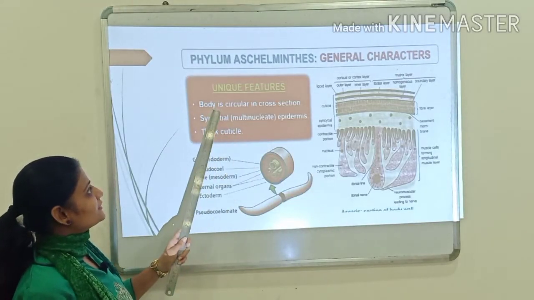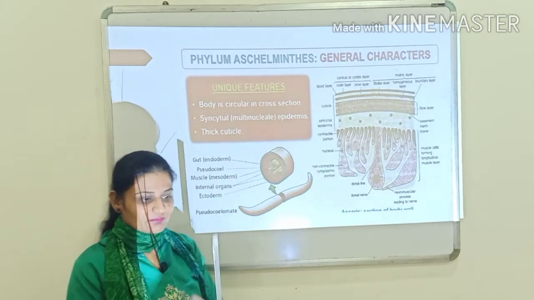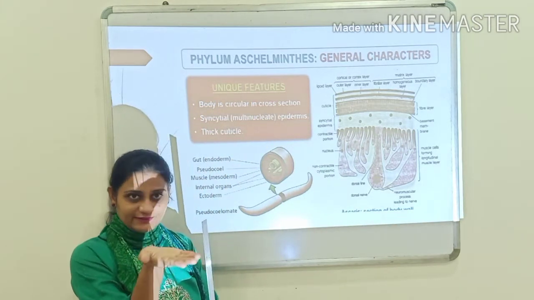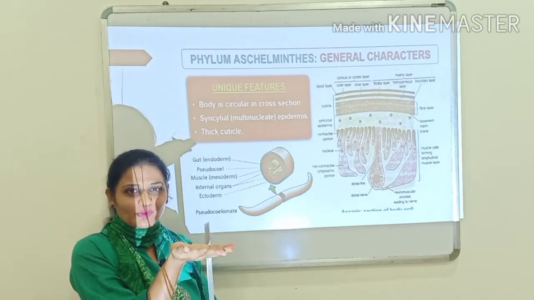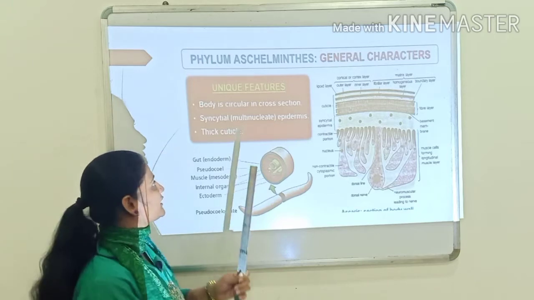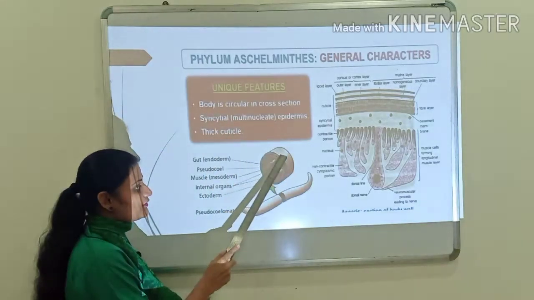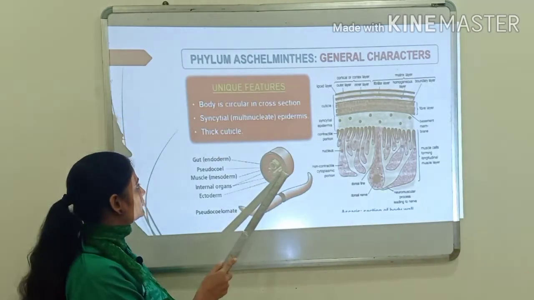Another unique feature is that the body is circular in cross section. Cross section means like this: when the body is cut in this way, this is a cross section, or you can say it is a transverse section. So when the body is cut in cross section, the body is circular. You can see here the body is circular in cross section.